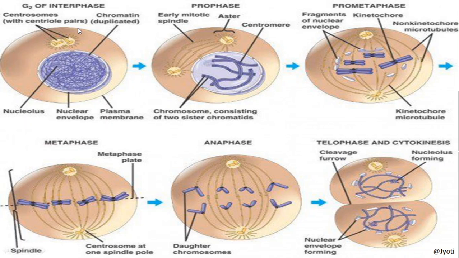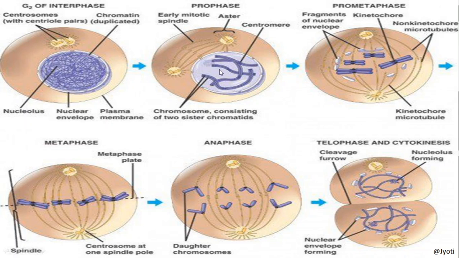So, you can compare the structure of the cell during G2 phase and prophase. G2 is the last phase of interphase, during which you can see that the centrosome has been divided into two and the chromosomal materials are present in the form of chromatin fiber, diffused fiber in the nucleus.